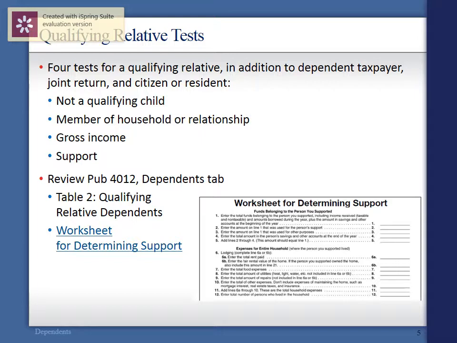In terms of the support, it is the exact same test as we saw under the qualifying child. The particular dependent may not be providing greater than 50% of his own support.